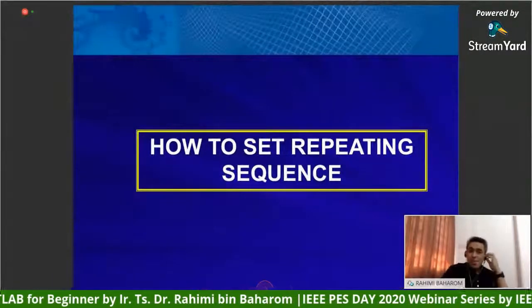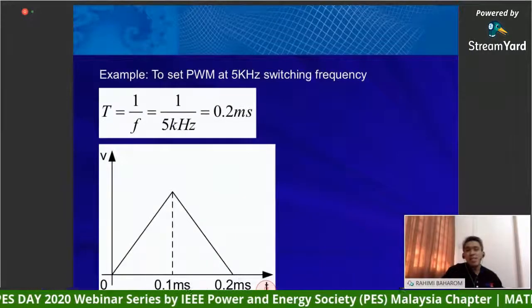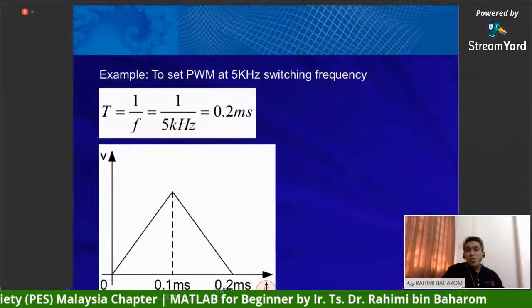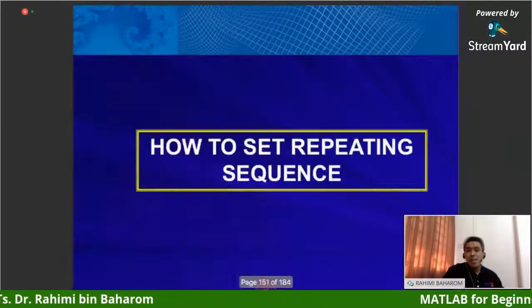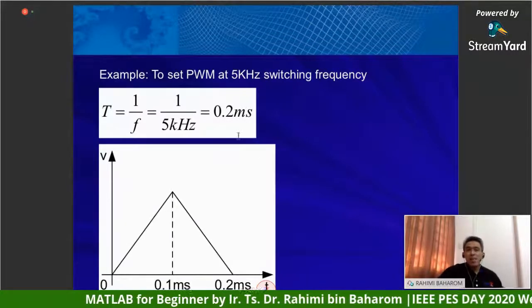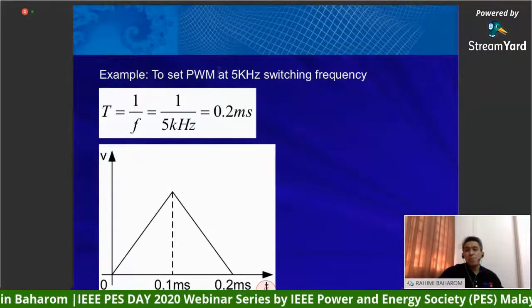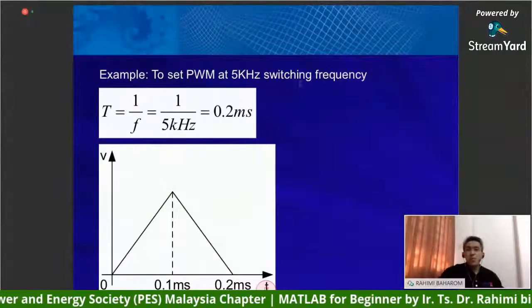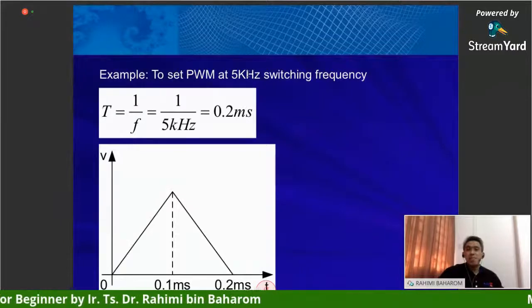Okay, so now how to set the repeating sequence. The repeating sequence is where you set your switching frequency, to represent the carrier signal. For example, if you want to generate PWM, pulse width modulation, at 5 kilohertz switching frequency, we can set this 5 kilohertz at the repeating sequence block set.